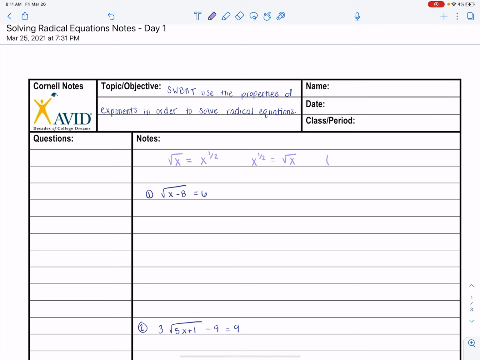The other thing I need you to remember is the power to power rule. For example, if I have x squared and I cube it, remember when you have a power inside and outside of parentheses, then you multiply the powers. So this is x to the 6th. You need to remember just those couple of rules, and now we can get started.